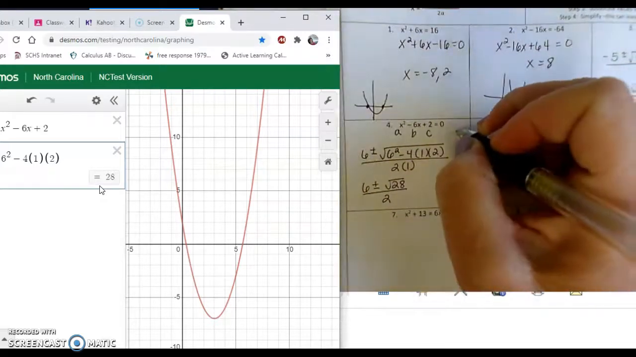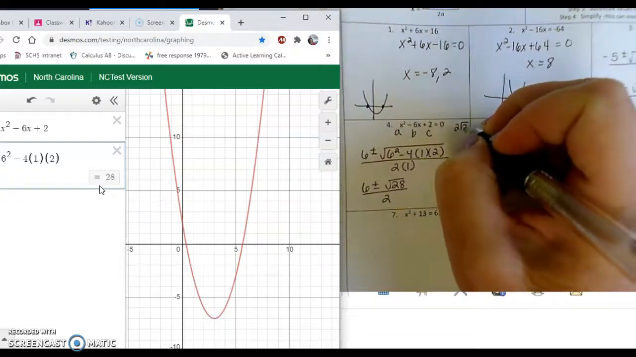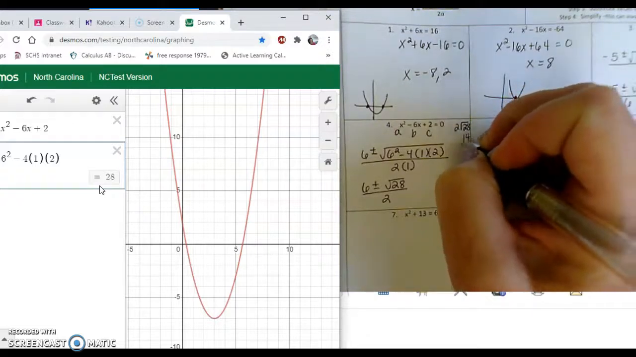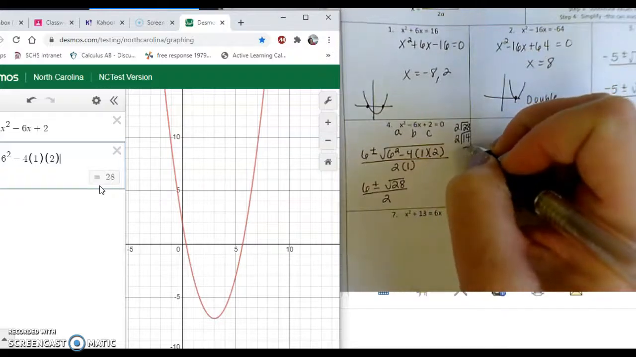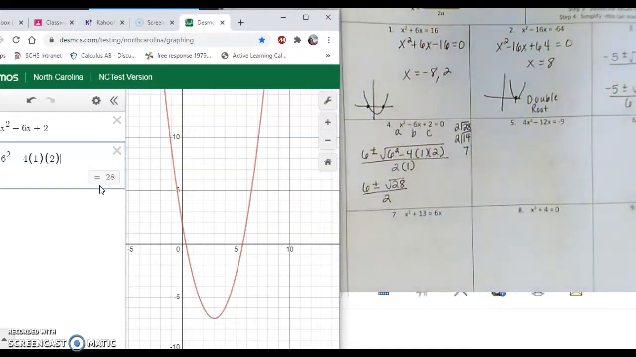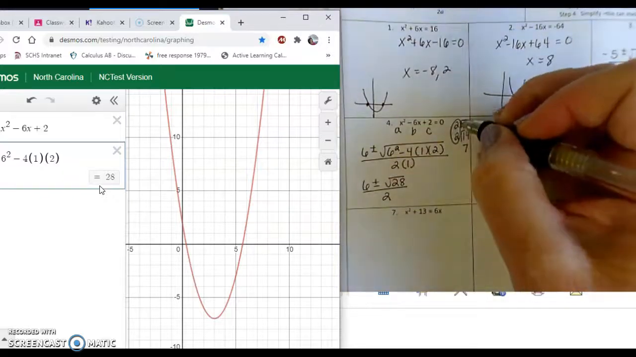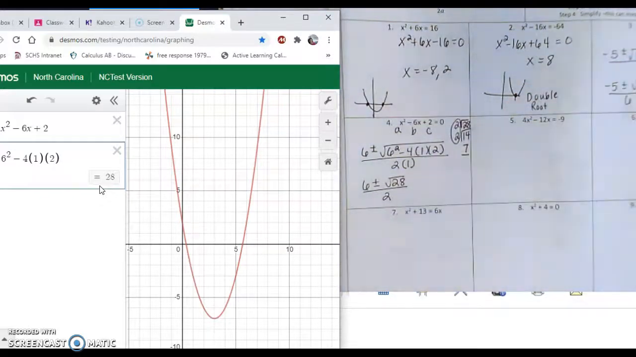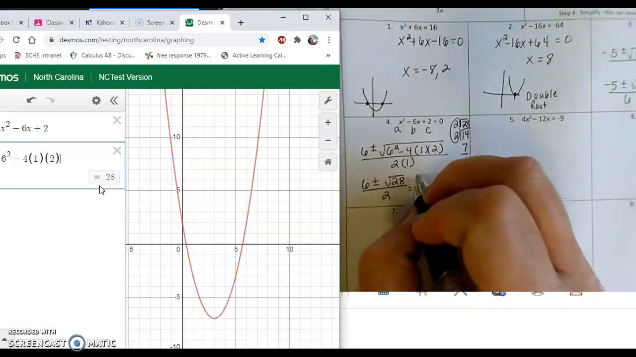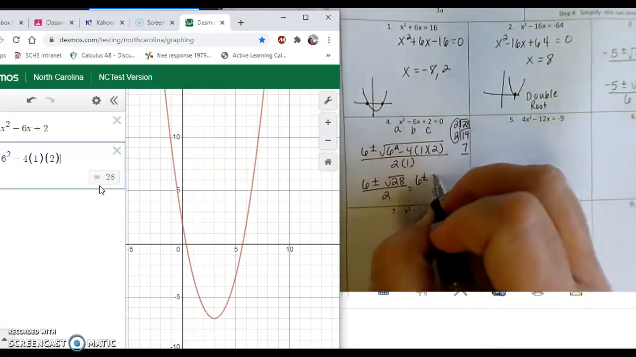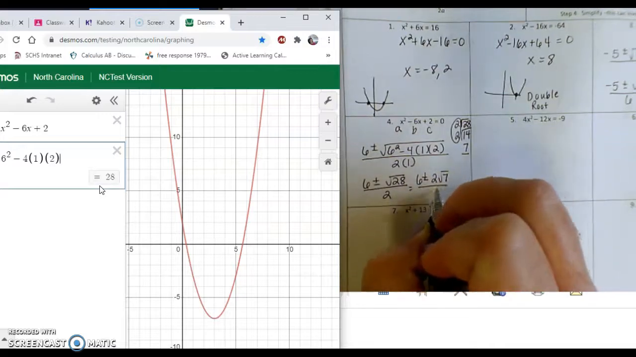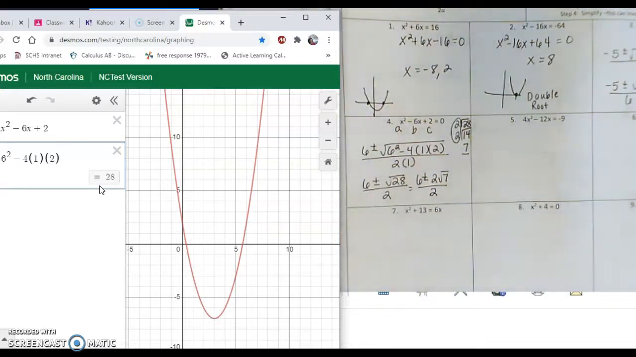So I'm just going to come out here to this side, and I'm going to divide 28 by 2. I get 14. I'm going to divide that by 2, and I get 7. And that's pretty much it. So we have a pair of 2's and a 7. Okay? So I've got 6 plus or minus square root of 28 becomes 2 square root 7 over 2.